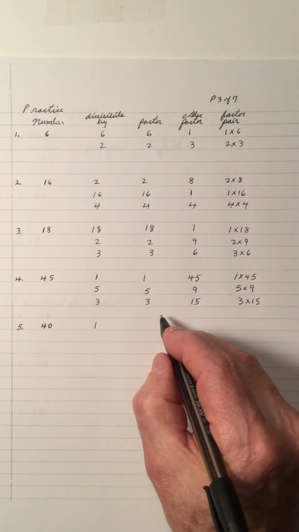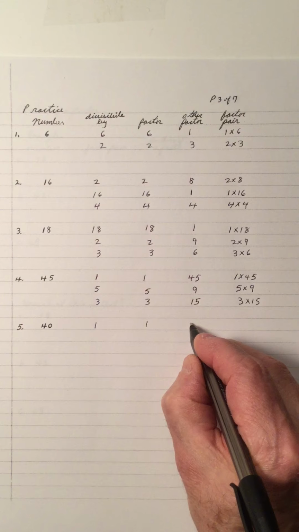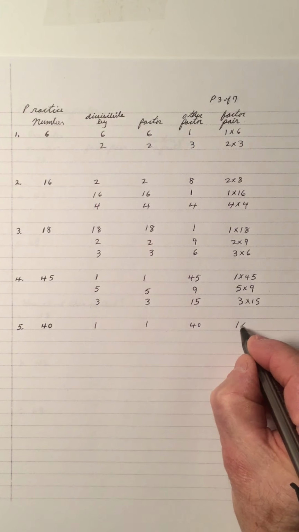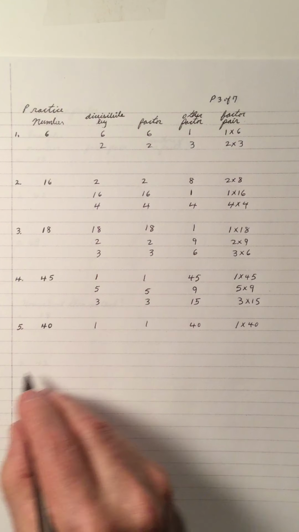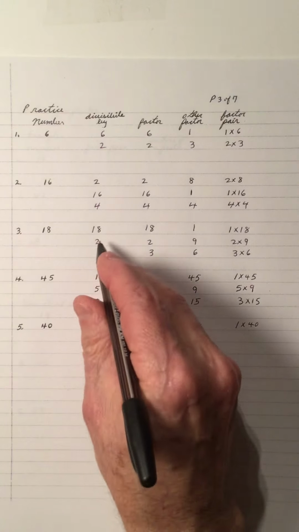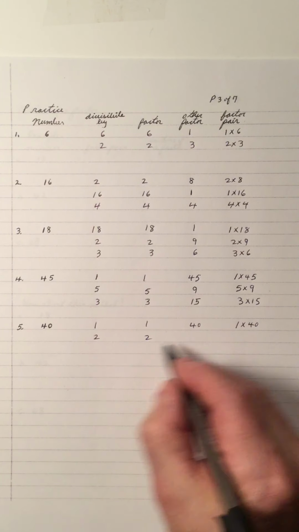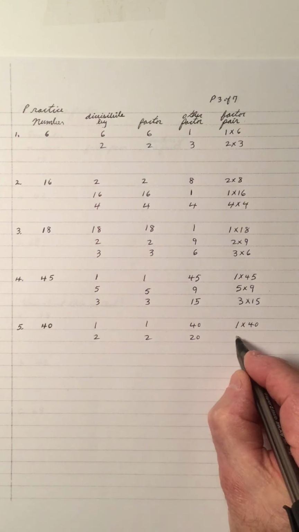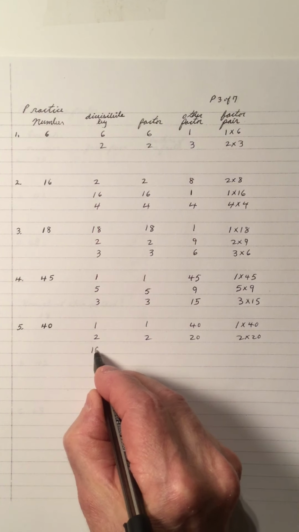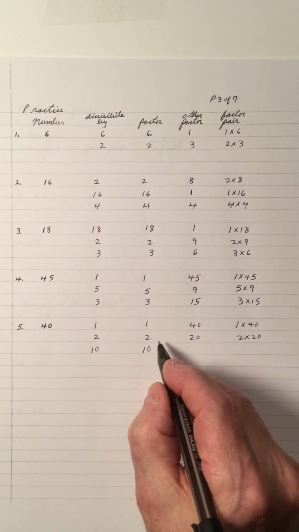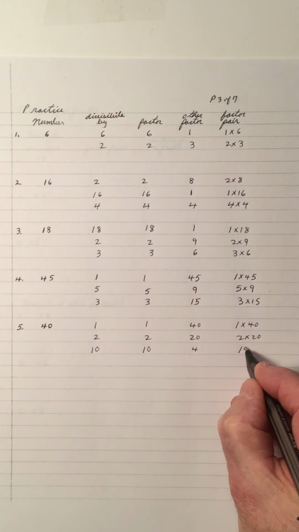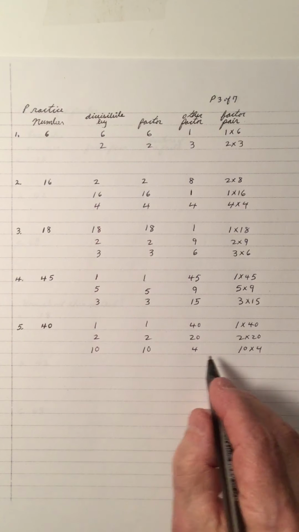1 divides into 40, so 1 is a factor. 40 is the other number, because 40 divided by 1 is 40. 1 times 40 gives you 40. Notice that it is even, so therefore divisible by 2. 2 is a factor. 40 divided by 2 is 20, so 2 times 20. Also, I see a 10, divisible by 10. 10 is a factor. Therefore, 40 divided by 10 is 4. 10 times 4 is a factor pair.